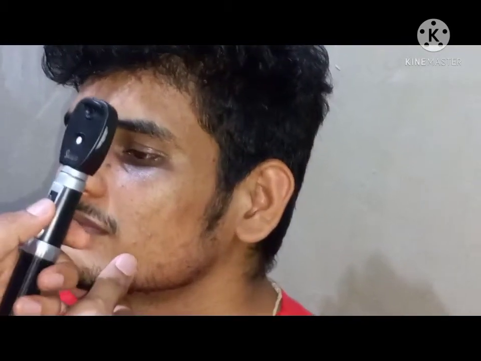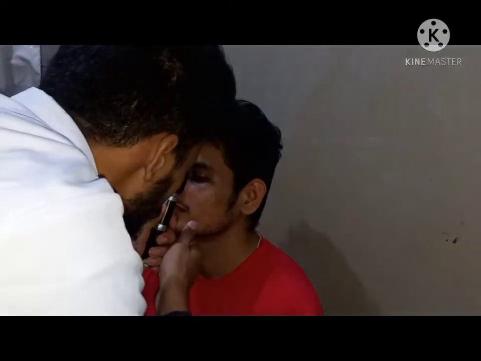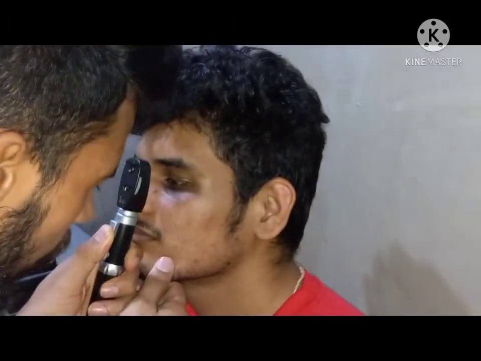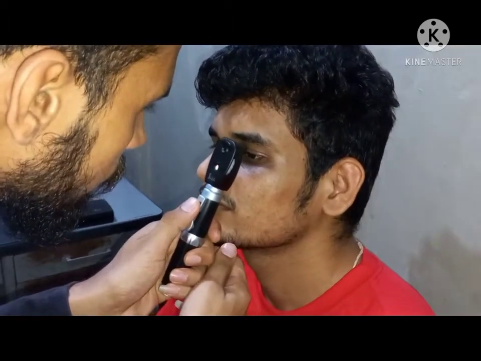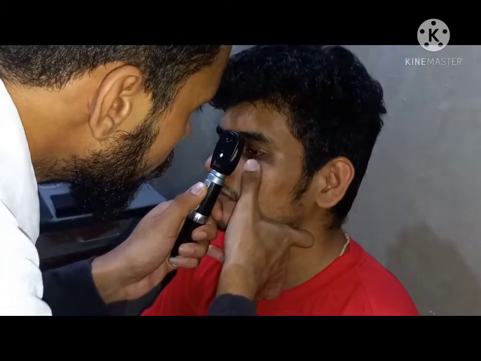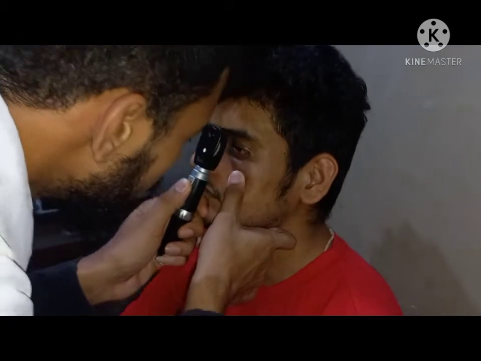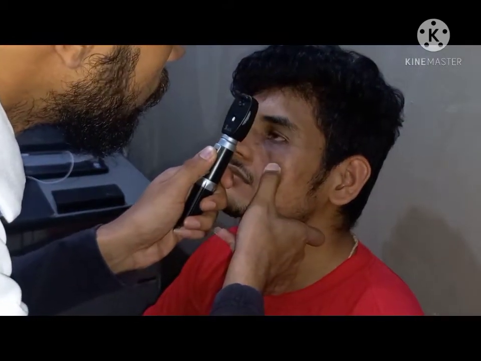Now we are going to examine the patient's eye. I place myself 15 inches away from the patient's eye, using the ophthalmoscope, and look slightly 15 degrees from the patient's line of vision at my shoulder level. Now I am trying to focus into his eye and I see the round yellow structure, which is the optic disc, and inspect the retina.